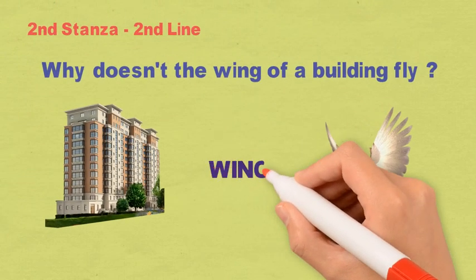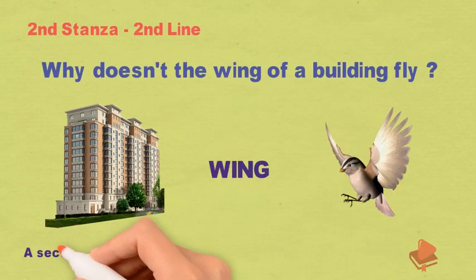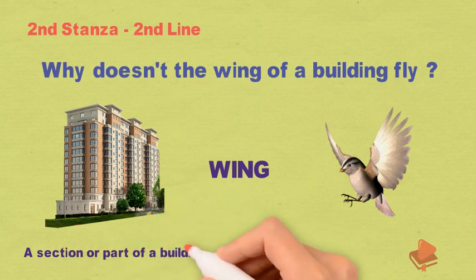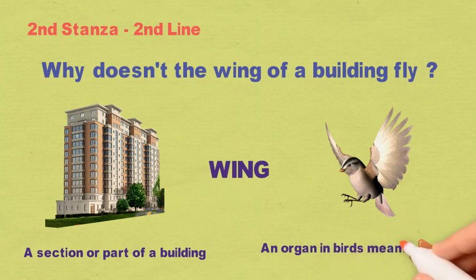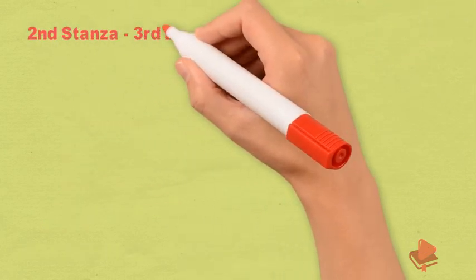On one side we can see a section or a part of a building is called a wing, whereas on the other side an organ in birds meant for flying is called a wing. So the homograph here is wing. Let's proceed and see the next lines.